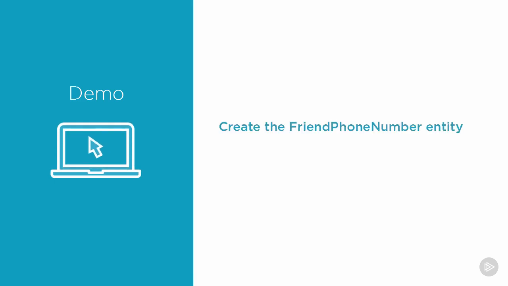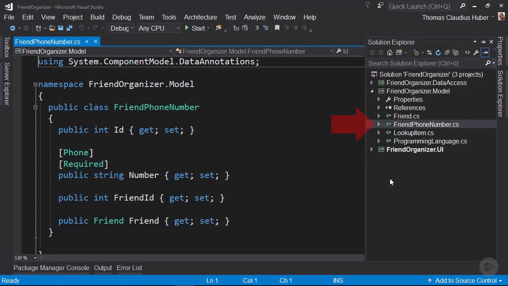In this demonstration, we create the friend phone number entity and we will migrate and seed the database with Entity Framework Code First. Let's switch to Visual Studio. In the model project of the Friend Organizer application, I have already created this friend phone number class. As you can see, it has an ID property and it has a number property of type string that has the data annotations phone and required.